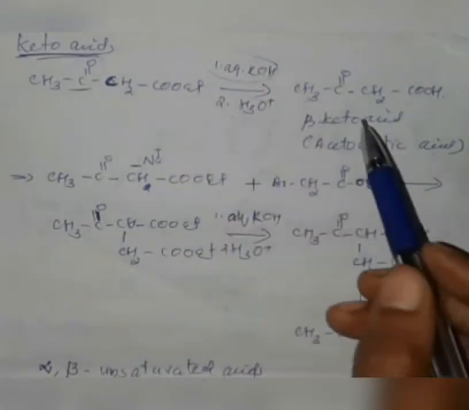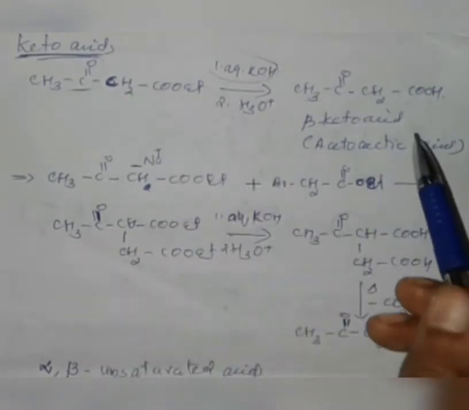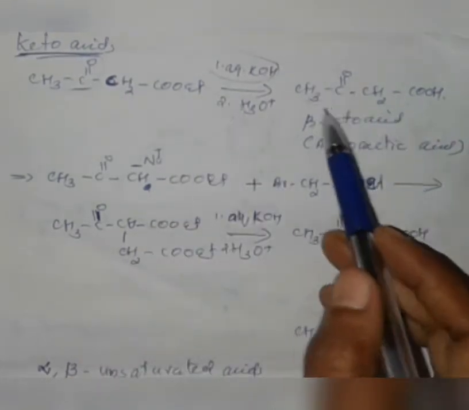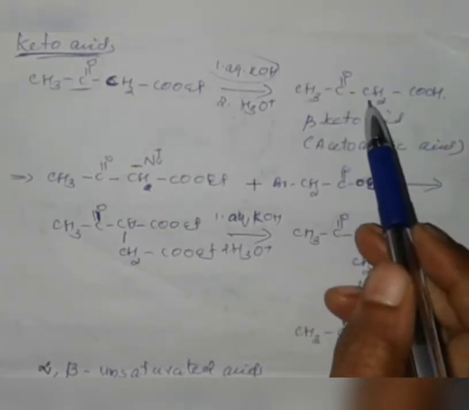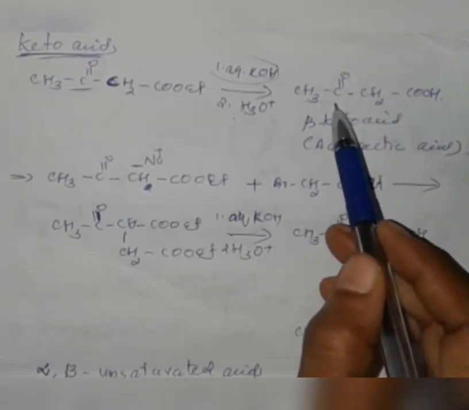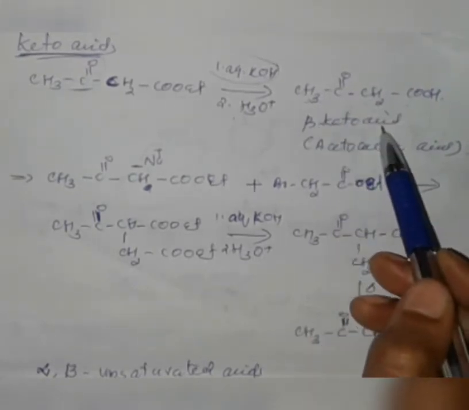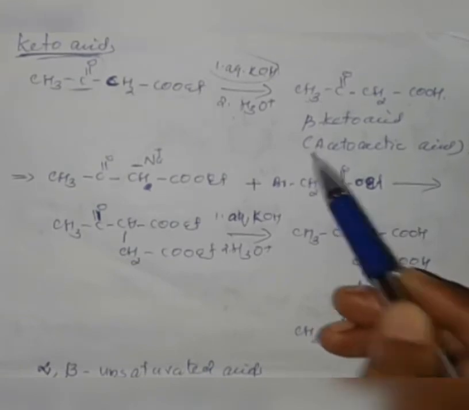On aqueous KOH only this part undergoes hydrolysis, and we can get the keto group in the product. It is a beta keto acid. This is the alpha carbon, and this is the beta carbon. So it is a beta keto acid. This is acetoacetic acid.